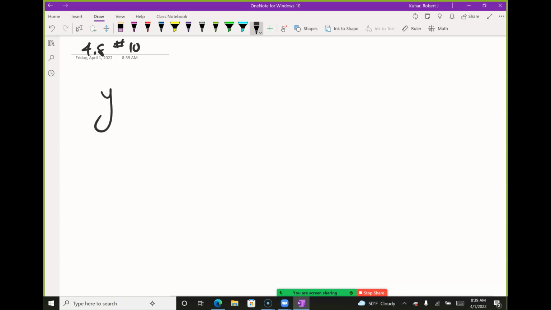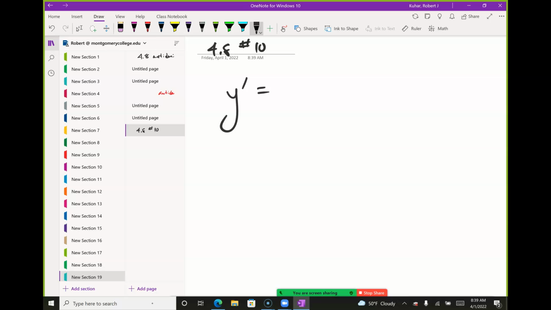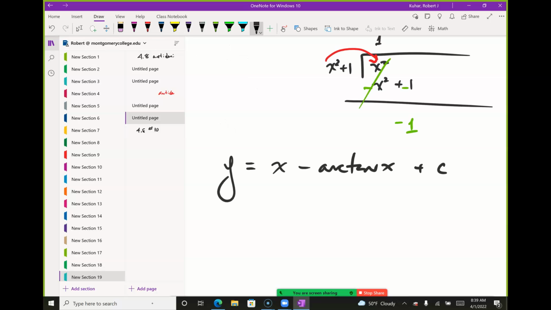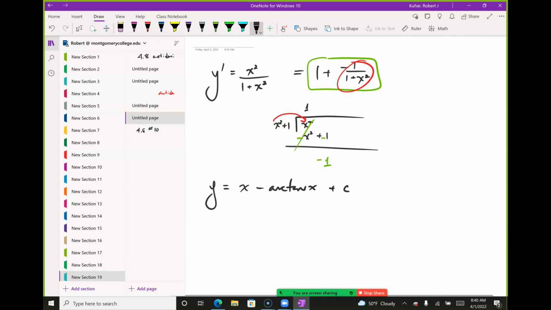So I've got y prime. Oh, wait, did we get our answer for the last question? Yeah. Derivative of x is 1, derivative of arctan is 1 over 1 plus x squared. Yep, I just forgot to look at it. Yep, no problem.